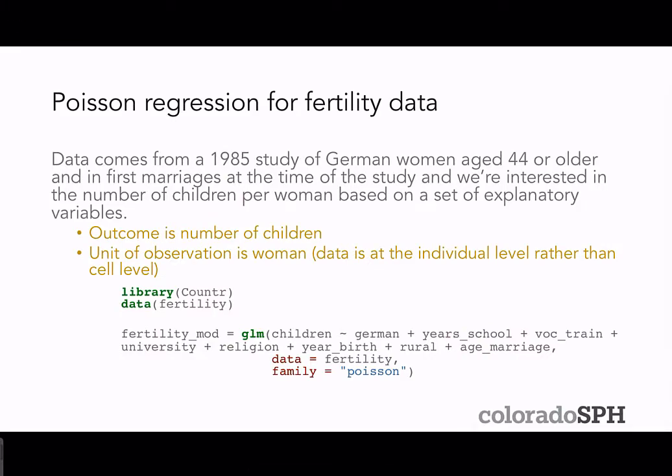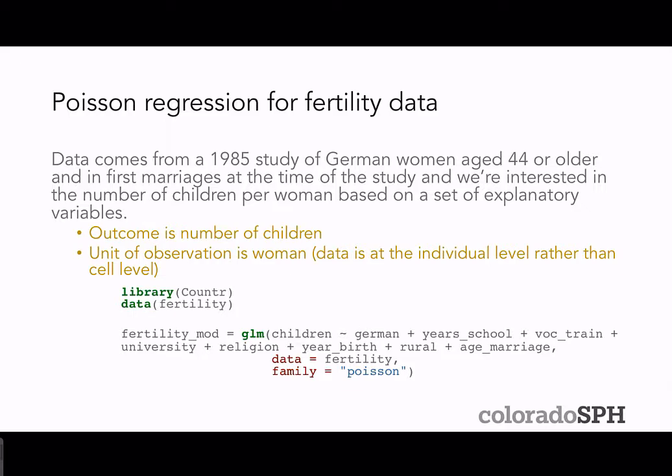So first we're going to go back to the fertility data example from the first lecture in Poisson regression. This data comes from a 1985 study of German women aged 44 or older and in first marriages at the time of this study. We're interested in the outcome, number of children per woman, based on a large set of explanatory variables.